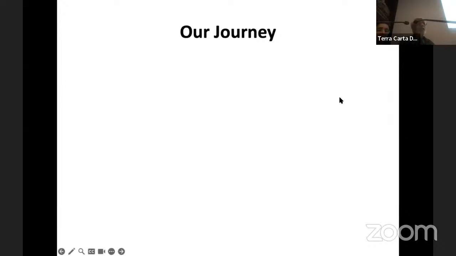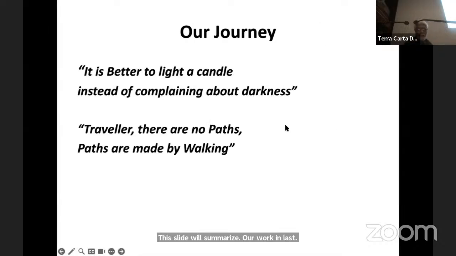This slide will summarize our work in the last 46 years. It is better to light a candle than to talk about darkness. A lot of idealism. At the age of 26, you expect that. But a few years in the line, and you realize, traveler, there are no paths. Paths are made by walking. So you have to experiment, you have to try and do that.